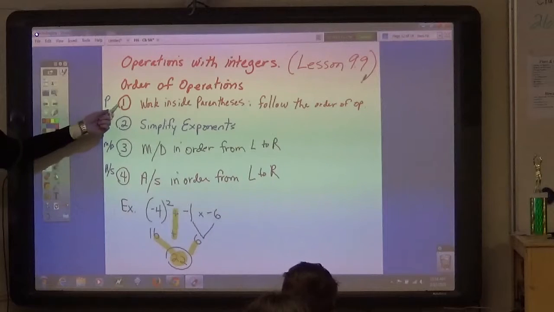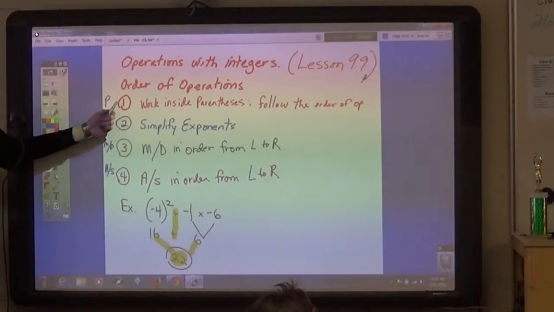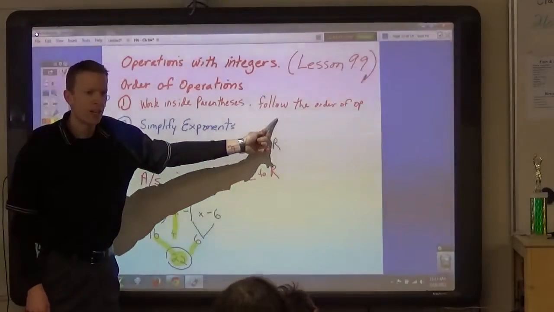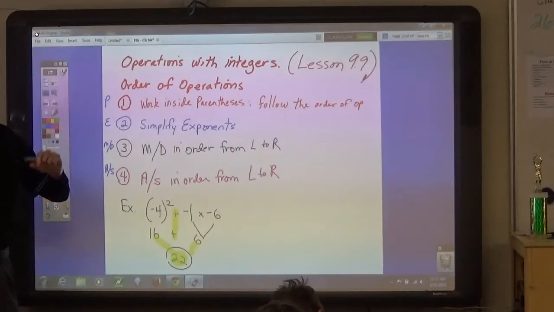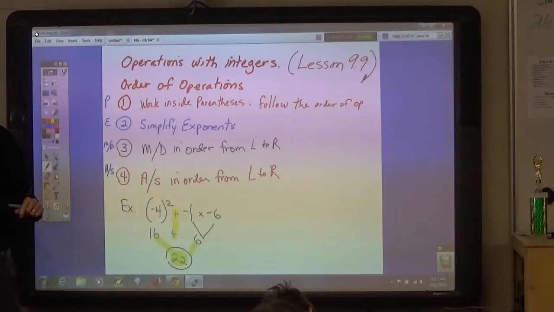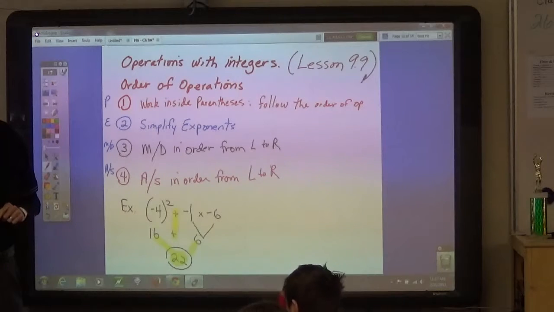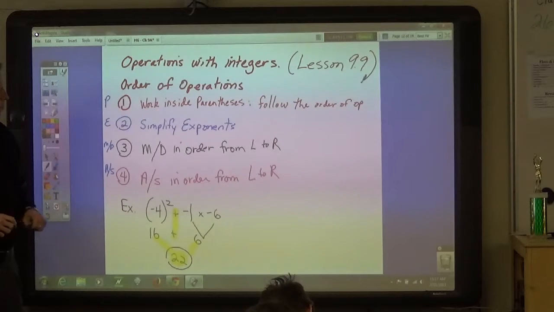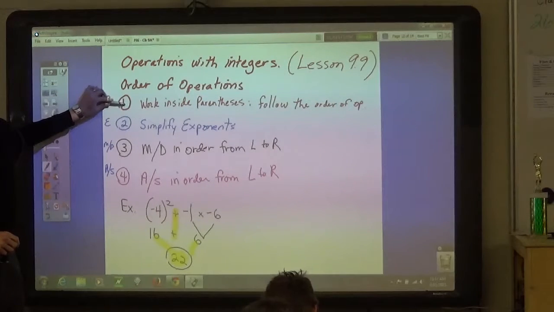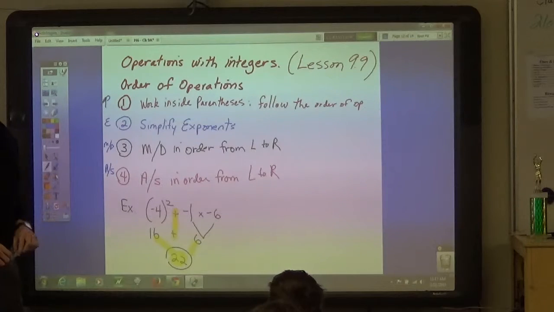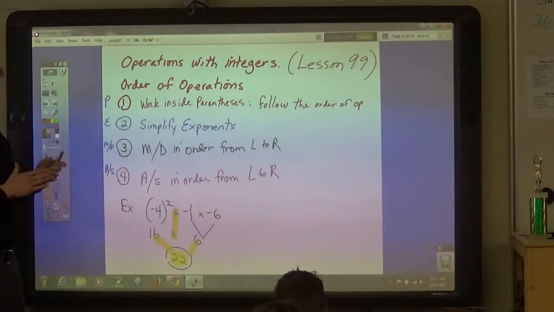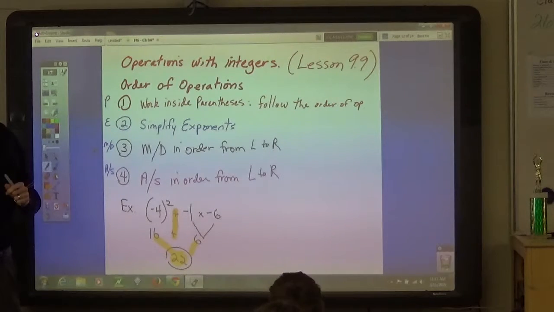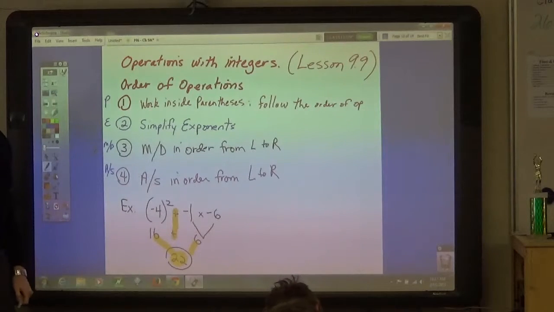Remember, when you're doing parentheses, you follow the order of operations when you're inside the parentheses. So if inside the parentheses you have an exponent and you have addition, which would you do first? The exponent, and then addition. Then, you always complete an entire step before you go on to the next step. So if there's any multiplication or division, you do that all in order from left to right, and then you go on to addition and subtraction.